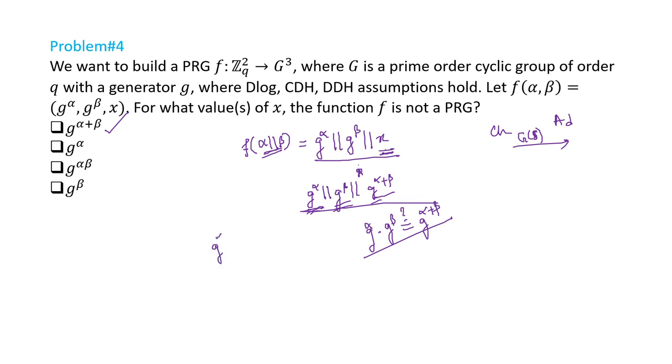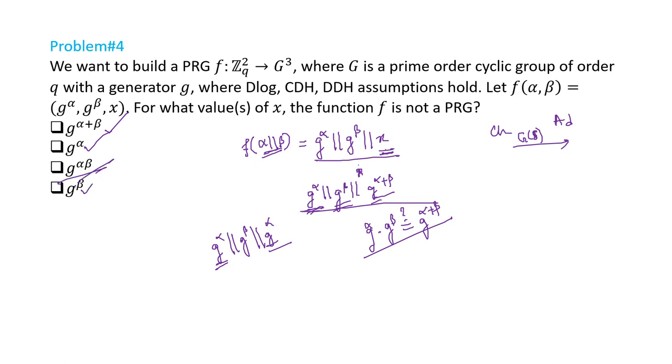And now quickly you can tell, if I replace this with g to the power alpha, what happens? The x part is g to the power alpha. Then again, it is distinguishable, right? It can just check whether the first part and third part are equal or not, and answer accordingly. So this cannot be the case. This also cannot be the case for the same reason.